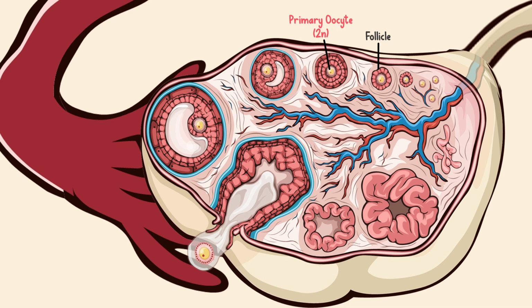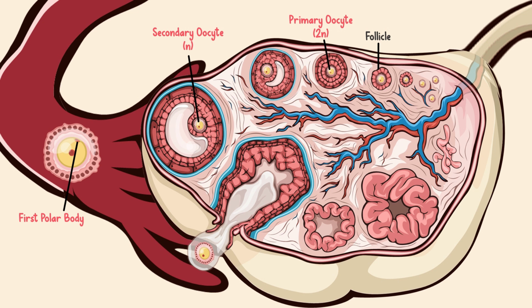Now, what happens to this primary oocyte is that, just before its release from the ovarian follicle, its nucleus undergoes meiosis and ends up giving half of its chromosomes to the first polar body formed. That is expelled out of the nucleus. So, this primary oocyte that had 23 pairs of chromosomes in total has now become a secondary oocyte with 23 chromosomes in total. You can see the closer view of the secondary oocyte here. And this one is the first polar body.